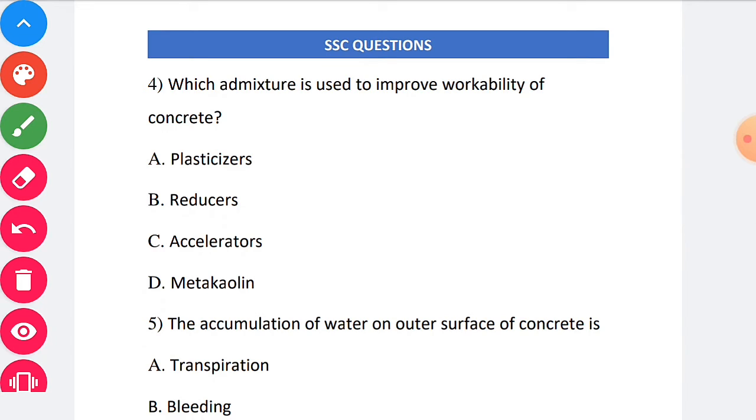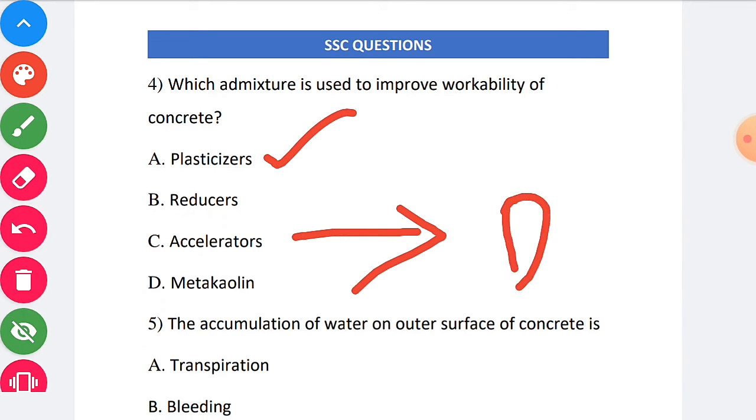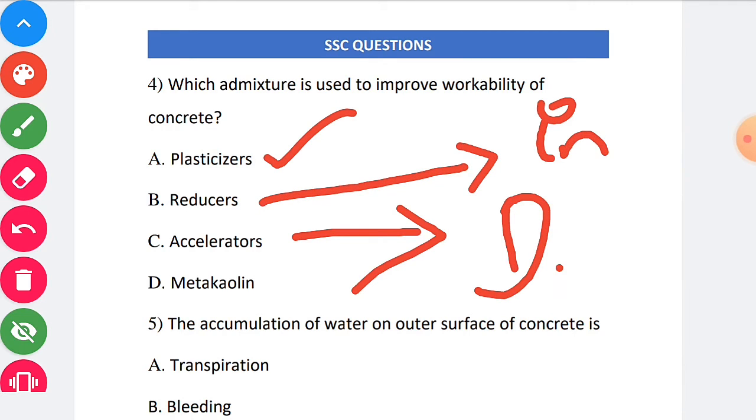Fourth question, which admixture is used to improve the workability of concrete? Workability can be improved by using plasticizer as the admixture. The correct answer for this question is option A. Whereas accelerators decrease the setting time, and retarders increase the setting time.